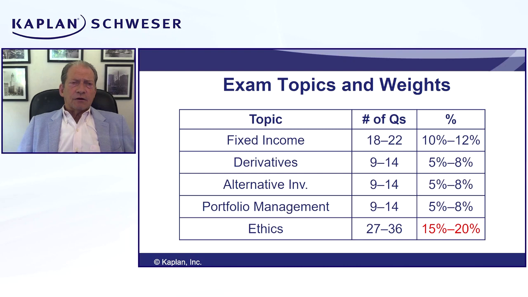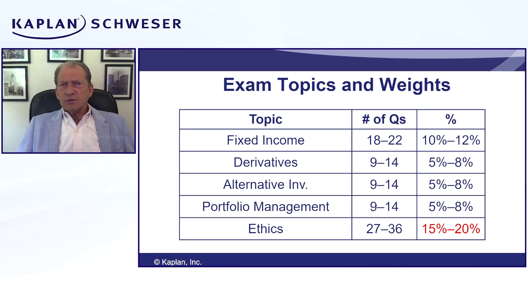And then we've got our next 5 topic areas. Fixed income, then derivatives, alternative investments, and portfolio, all a little bit less than our 10 to 12, if that looks like the average. So those three a little bit less. And another one on the high side is ethics. And that will be 15 to 20%.